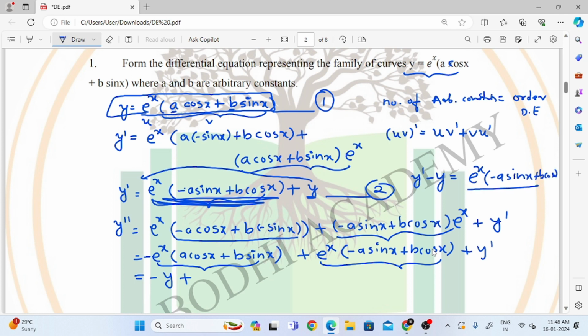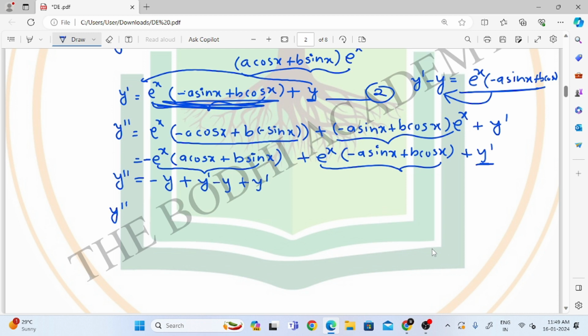So the value of this term is nothing but y dash minus y. So we can put it here, y dash minus y. Then plus the last term, that is y dash as it is. On the left hand side we have y double dash. So we are almost done.